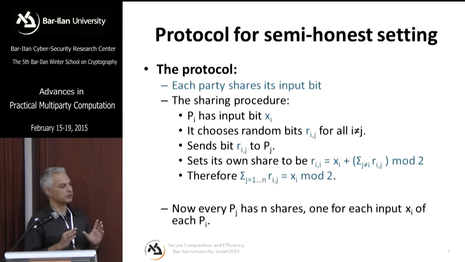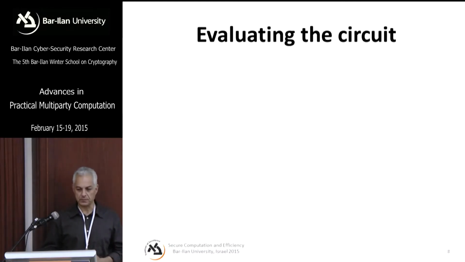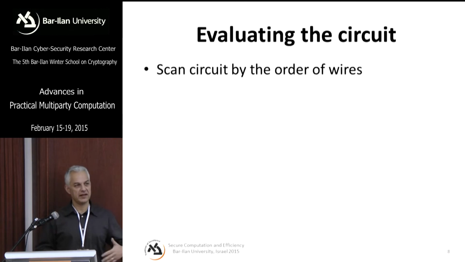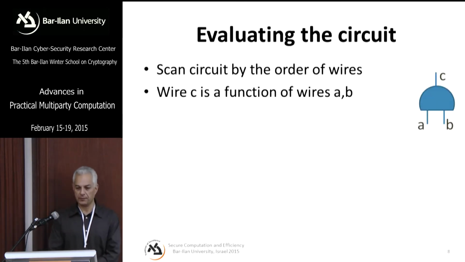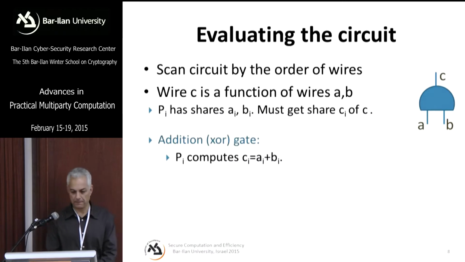So for each input wire, suppose we have n input wires, each party has a share of that input wire, and they want to compute shares of the output of the gates. So we scan the circuit and we go gate by gate, where the output wire C is a function of input wires A and B, and Pi has shares Ai and Bi of the input wires A and B, and it needs to get a share of the output wire C. We'll call that share Ci.